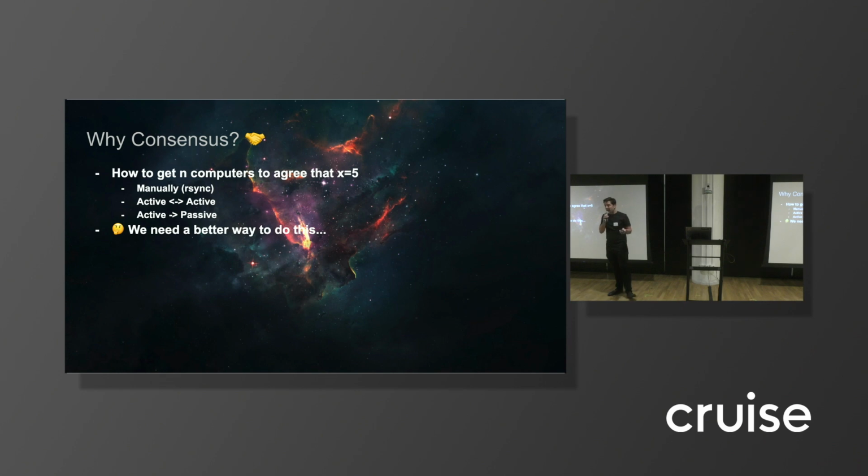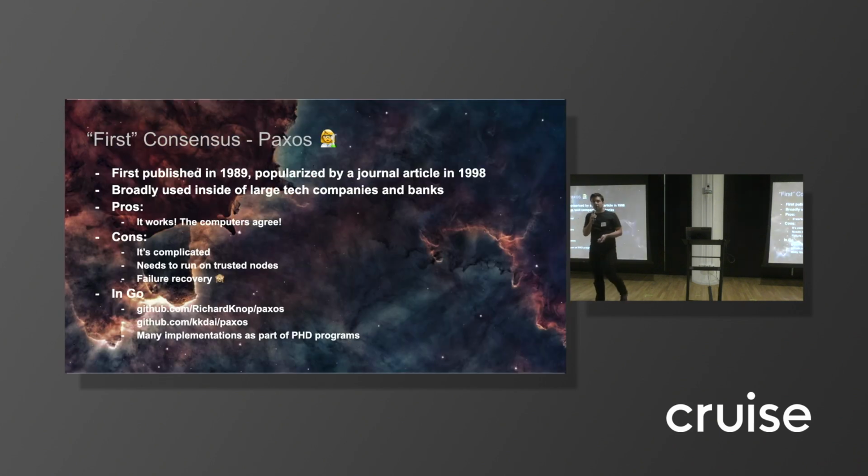Maybe active-passive is better, so only one node is accepting writes and they're mirroring them over to another server. This might work if you've got very high uptime, but eventually you're going to get inconsistencies between the data stores. So we need something better. We need a better way to do this. Luckily, there's been a lot of research in this area, and there's a number of algorithms that allow us to get a bunch of computers to agree with each other. So there was a lot of research back in the 80s, and one of the first productionized consensus algorithms is called Paxos. So that was first published in 1989.